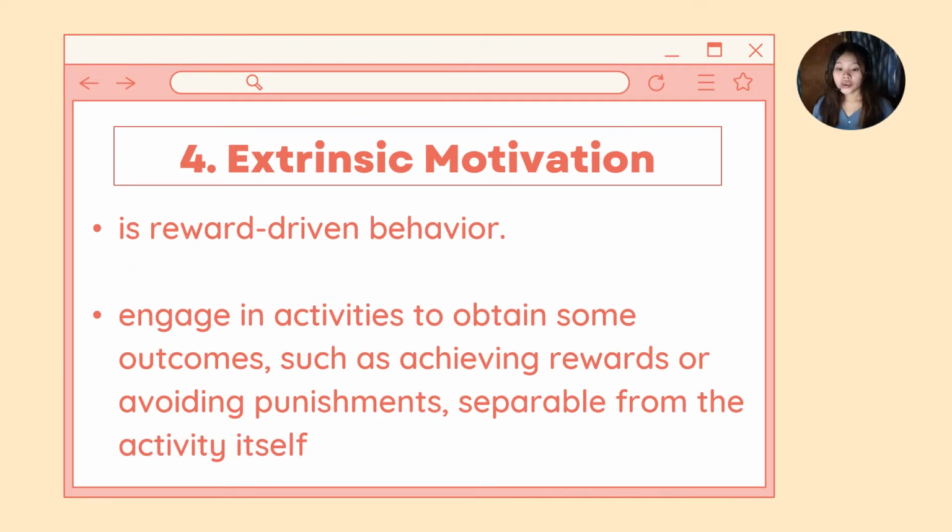On the other hand, extrinsic motivation is reward-driven behavior. People engage in activities to obtain some outcomes, such as achieving rewards or avoiding punishments, separable from the activity itself. It is a type of operant conditioning, because operant conditioning is a form of behavior modification that uses rewards or punishments to increase or decrease the likelihood that specific behaviors will recur.